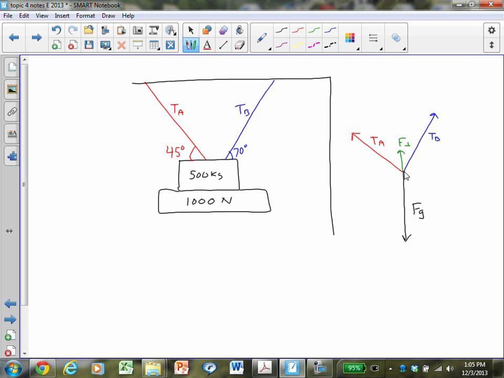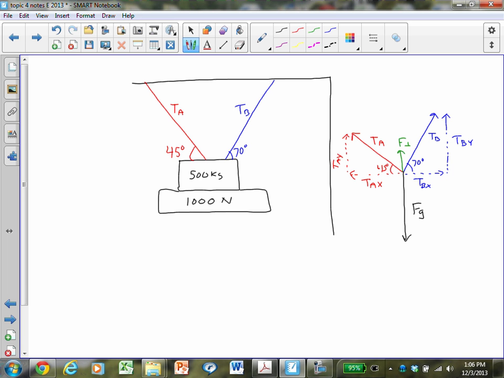I like to put into the free body diagram, with these tensions off at angles, TAX and TAY, and then TBX and TBY. So now I have a free body diagram that has all the stuff that I need to solve the problem, right?